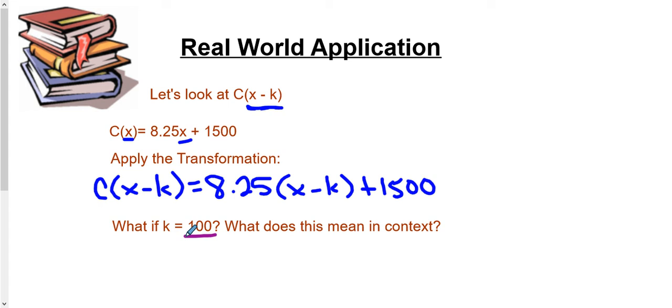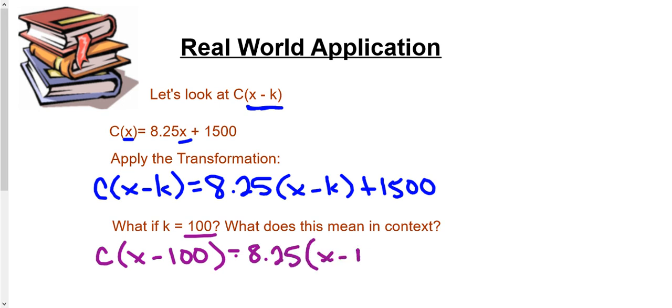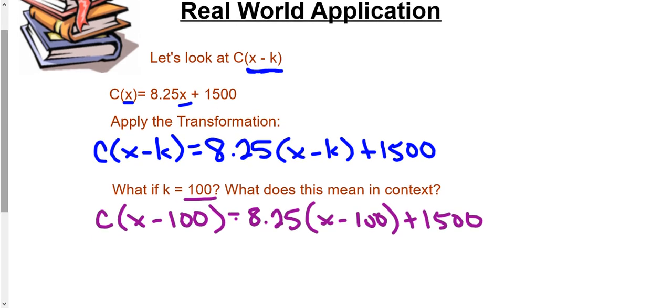So now that we know k is 100, the first thing we can do to solve this problem, or to get closer to understanding the context, is to go ahead and plug in k. So c of x minus 100, we know what k is now, and that's going to be 825 times x minus 100 plus 1,500. So we know that x stands for the number of books. We just looked at that in the last slide. X means the number of books.